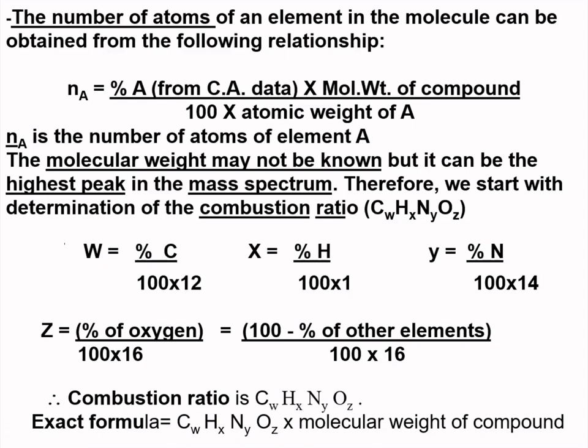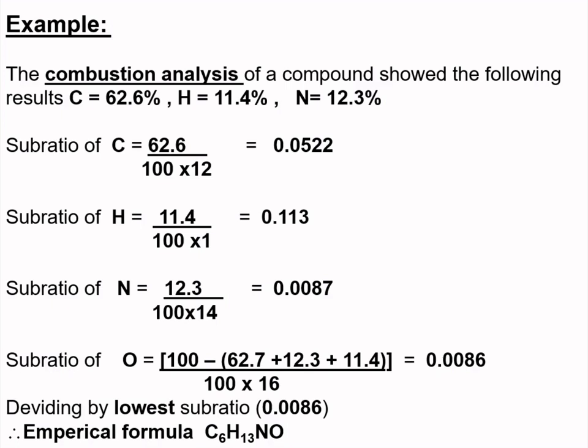If you know the molecular weight, then multiplication of this sub-ratio by the molecular weight produces the exact formula of the compound. If you don't have access to the molecular weight, we can determine the empirical formula.